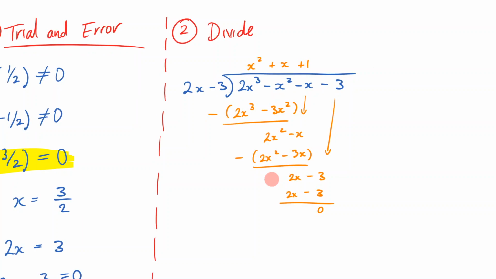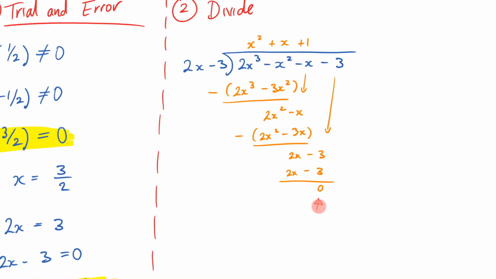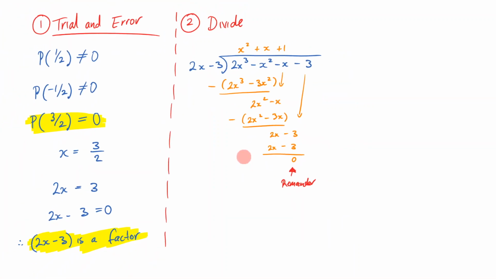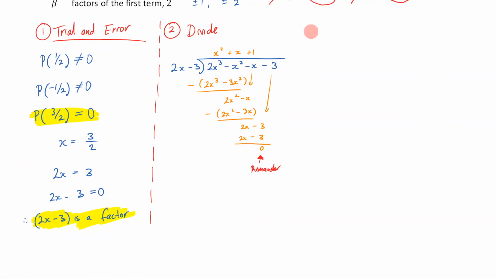Remember, it's really, really important that you get a remainder of 0. This had to be your remainder. If you didn't, it means you did something wrong. Because remember, we found that 2x minus 3 was a factor. So if you didn't get 0 out, something has gone wrong. Okay, perfect. We are nearly there, guys. Hopefully you're holding on.